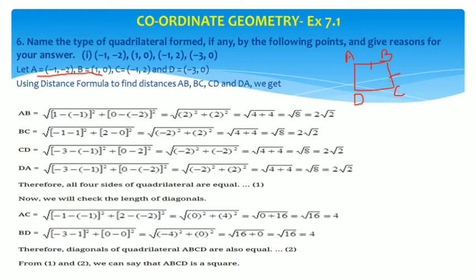Now we will find the length of the side BC. For BC we will take these 2 points. Again this will be x1, y1, this will be x2, y2, and by using the distance formula the length of BC is again coming 2 root 2. Then moving on to the side CD, we will take these 2 points. Now using the distance formula the length of CD is coming 2 root 2. So we see that CD is also 2 root 2.